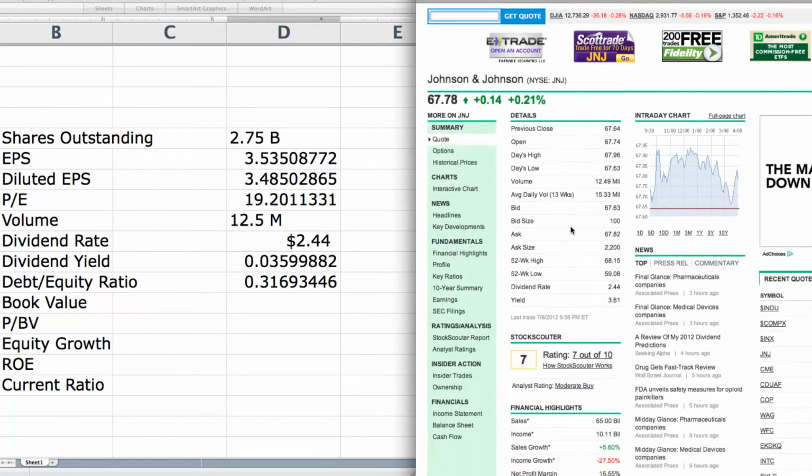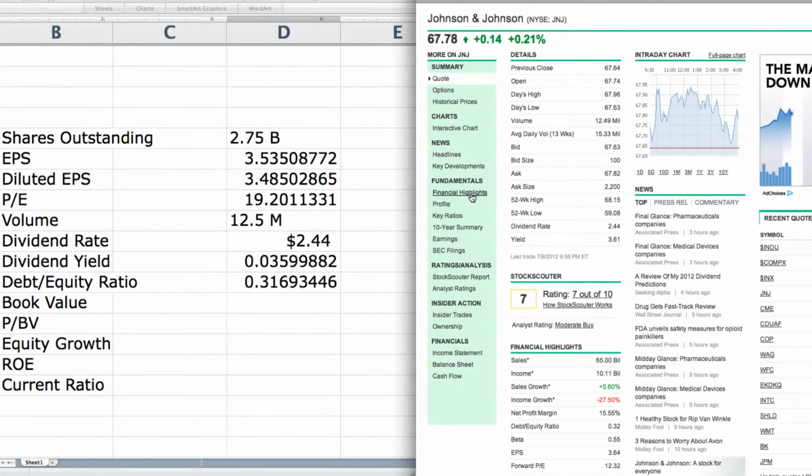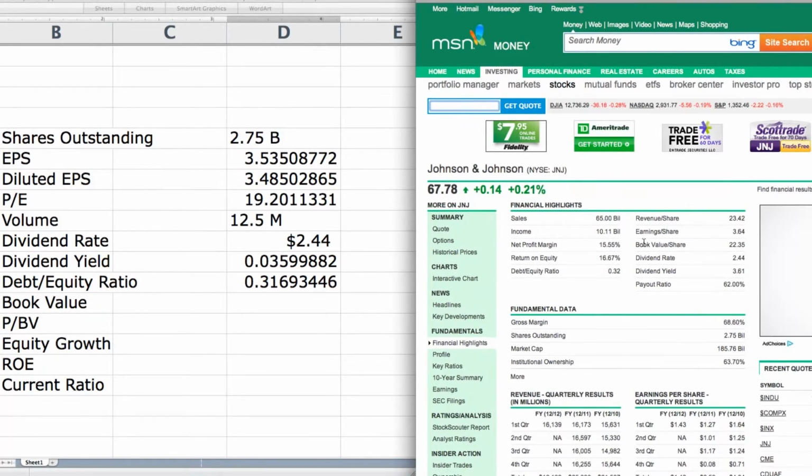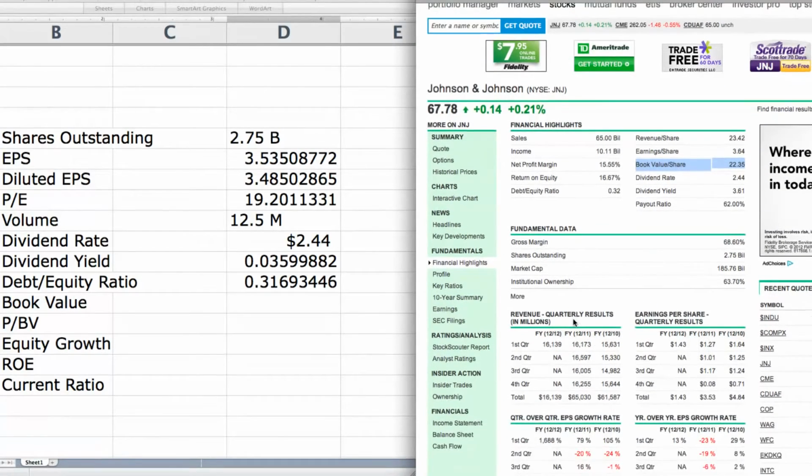Your book value isn't going to be listed here, but if you go to your financial highlights tab, you can go ahead and click on that. You're going to see that they calculate the book value for you right here at $22.35. Okay, but you're probably wondering, how are they calculating that number? So let me show you how to calculate that number.